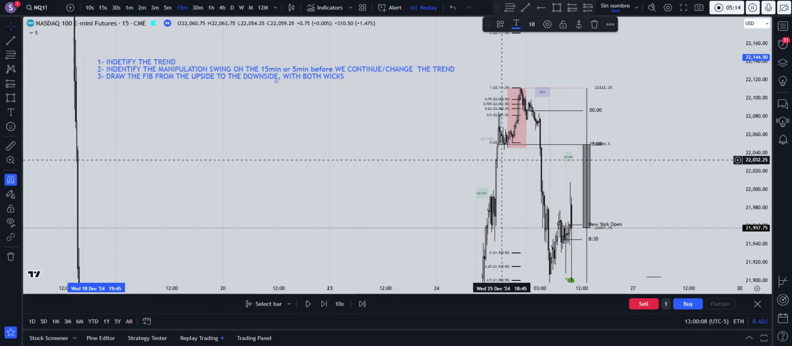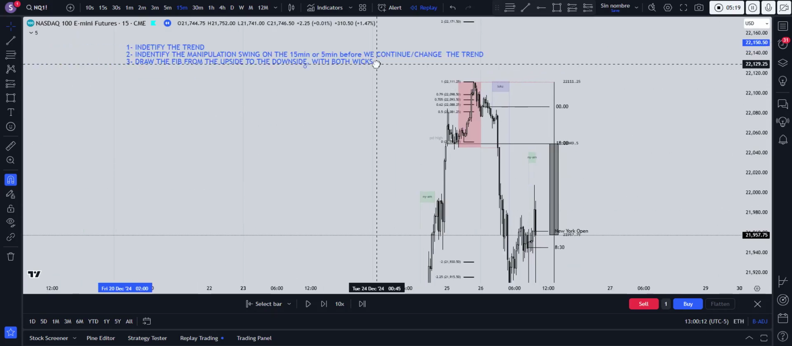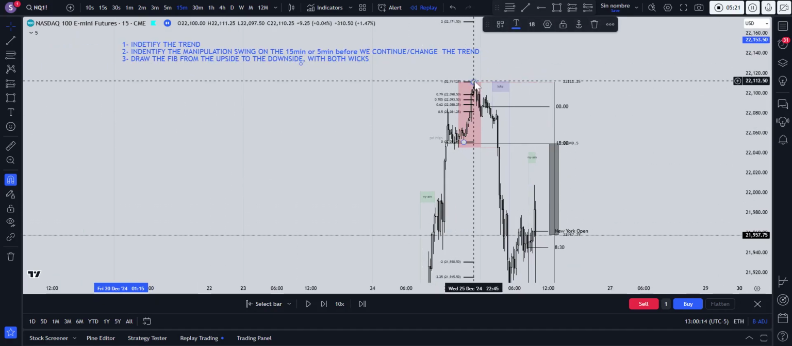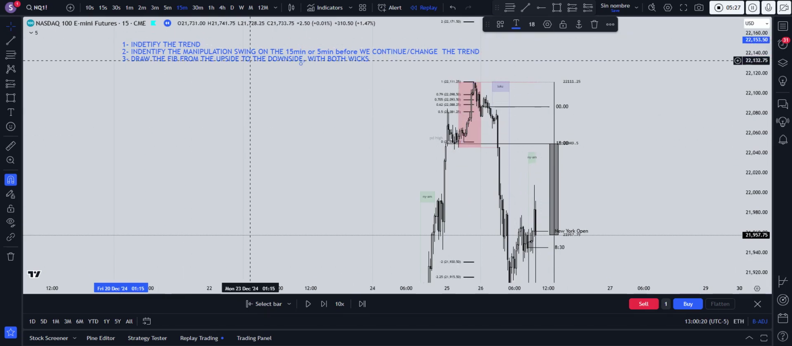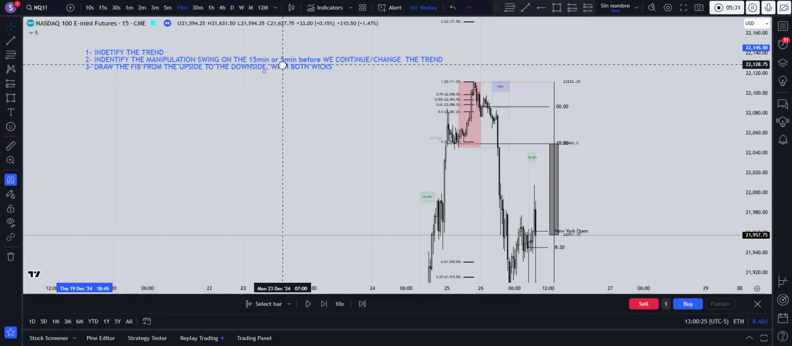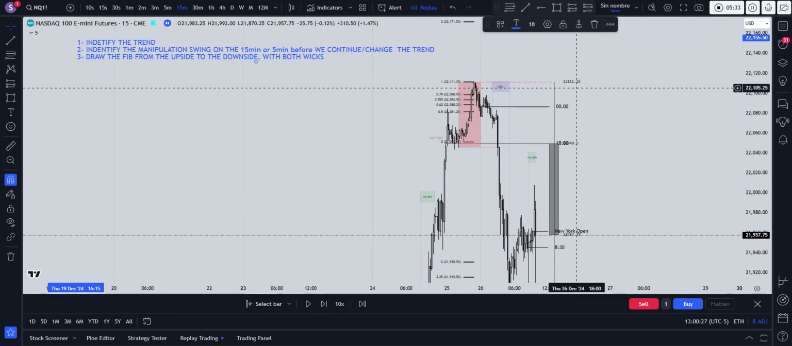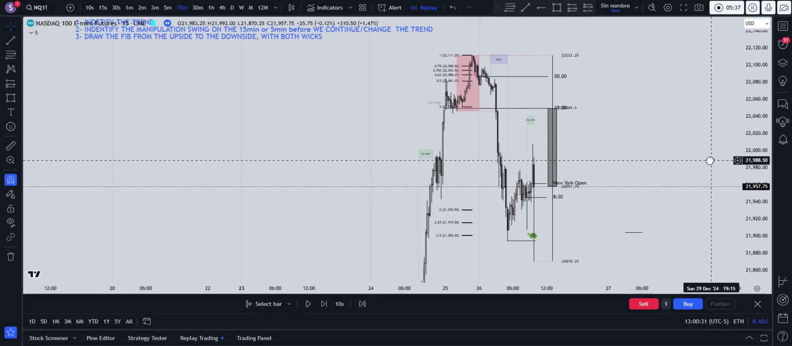Identify the manipulation swing. This is going to be the manipulation swing. How do you identify it? Basic AMD, right? Accumulation, manipulation, distribution, right? This is going to be the huge distribution which changes the trend. Draw the fib from the upside to the downside with both wicks, right? Okay, we already have three important steps. That's it. That's literally going to be every day, right?